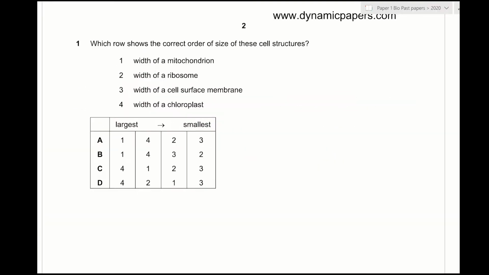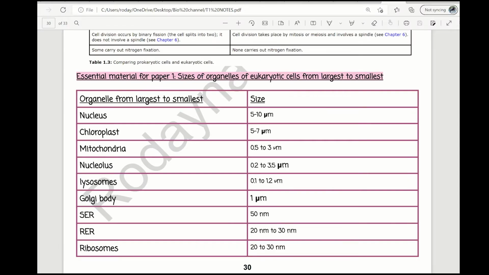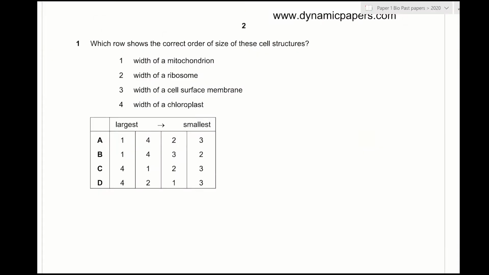Question number 1. Which row shows the correct order of size of these cell structures? Back to our notes, clearly we could see that the chloroplasts have the largest size in a eukaryotic cell, and then the mitochondria is the second largest, then the ribosomes with a width of 13 nanometers, then the cell surface membrane with a width of 7 nanometers. Therefore, the answer depending on our table is going to be C, with chloroplast being the largest and the cell surface membrane width being the smallest.